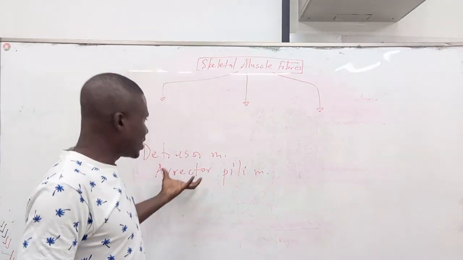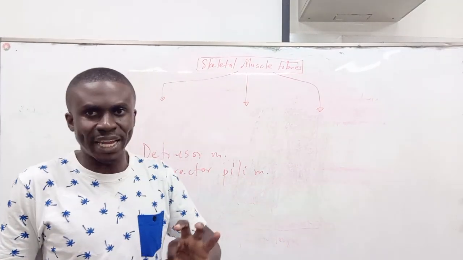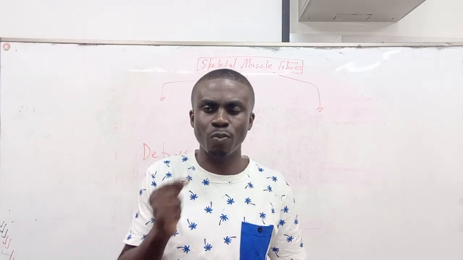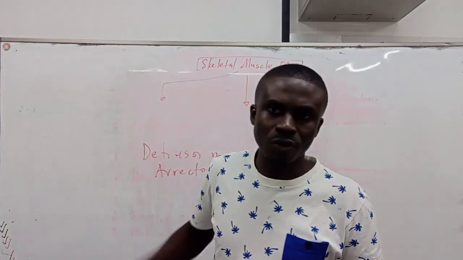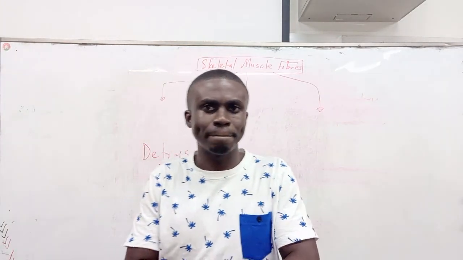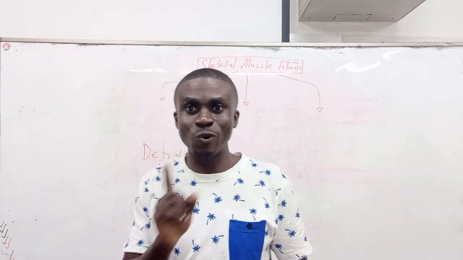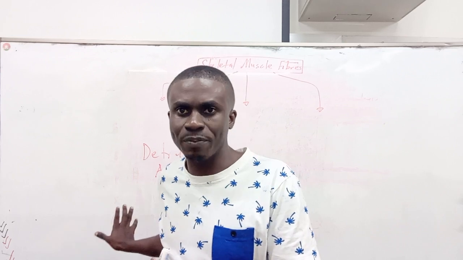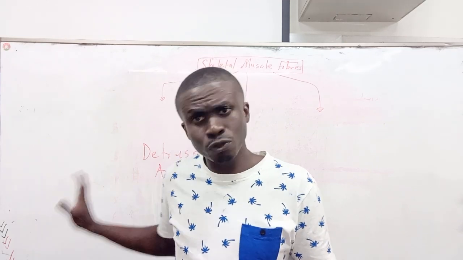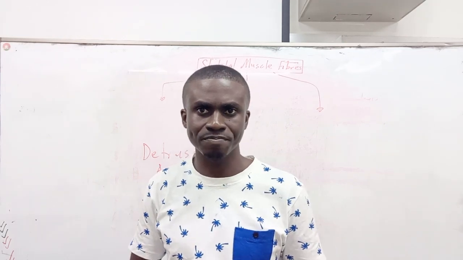Now, erector means it is going to cause erection. Pili has to do with the hair. Upon contraction, these muscle fibers will cause erection of the hair. Okay? You might think it is skeletal muscle. No, it is rather smooth muscle fibers that we have over here. I want you to really be aware of this.